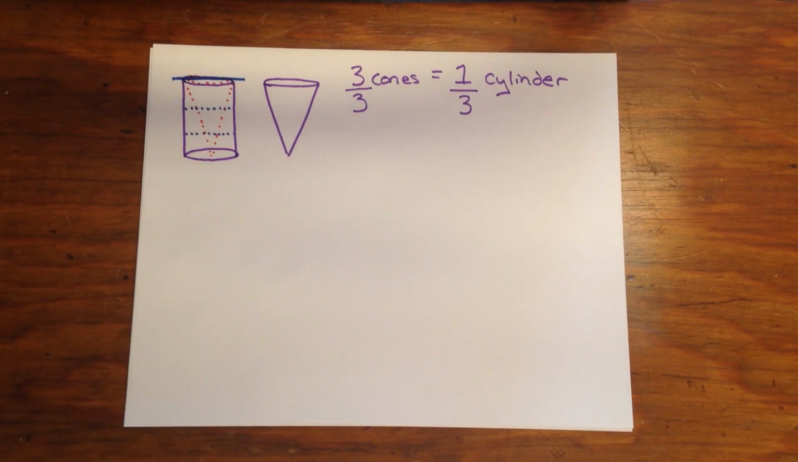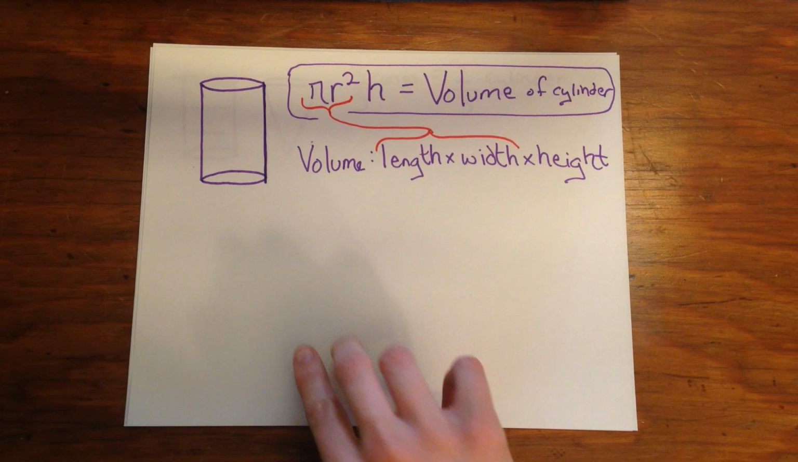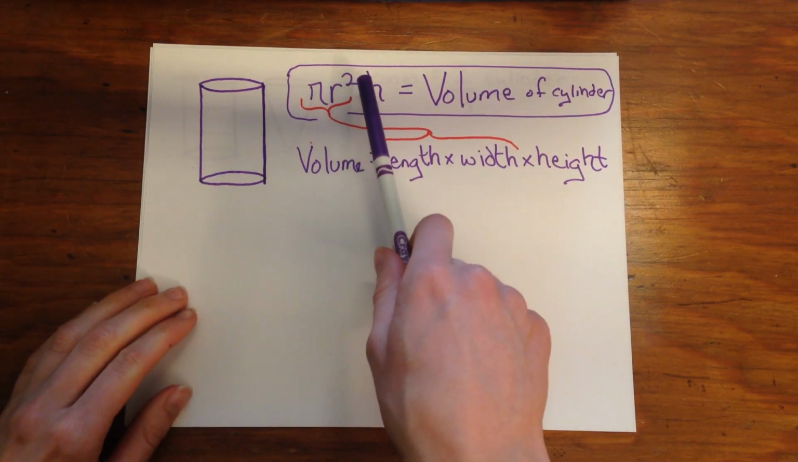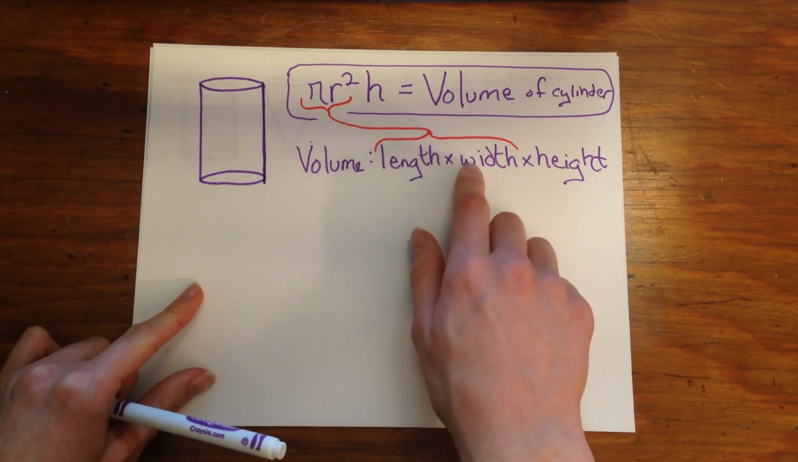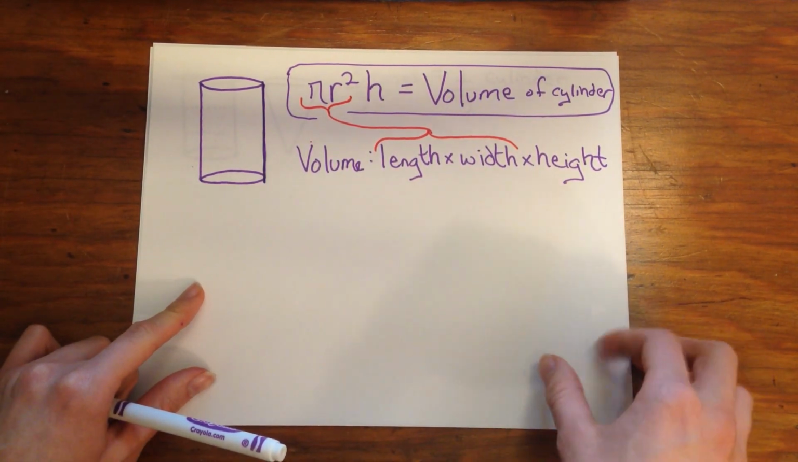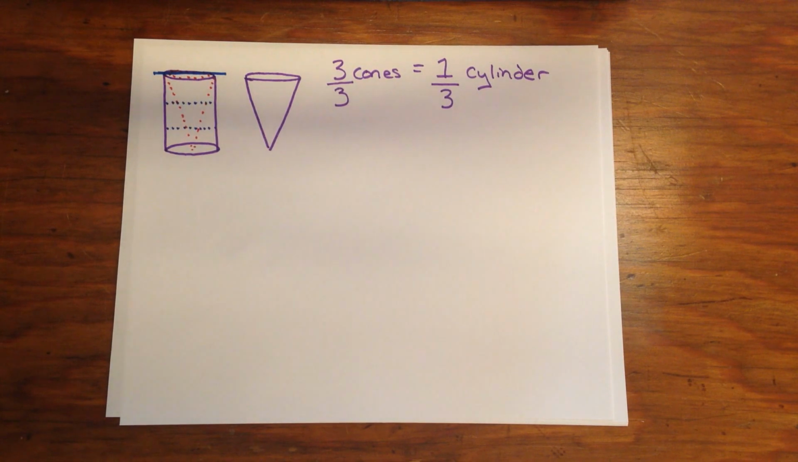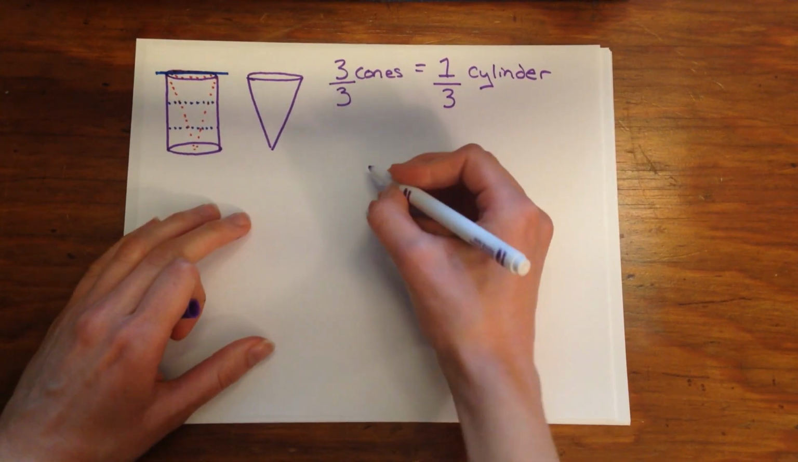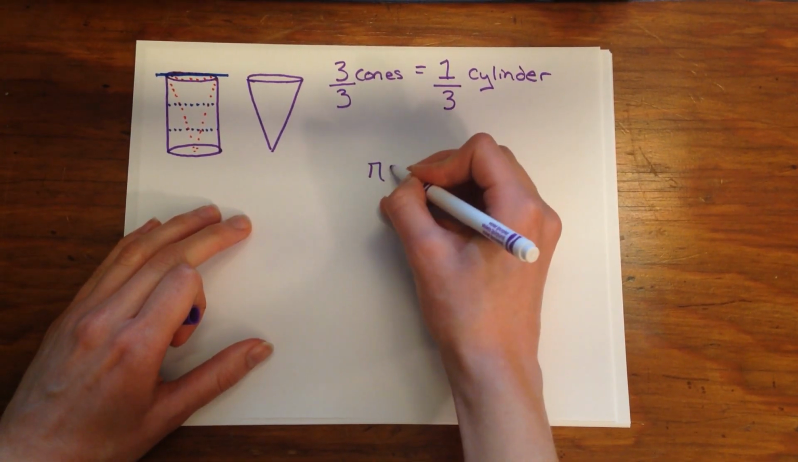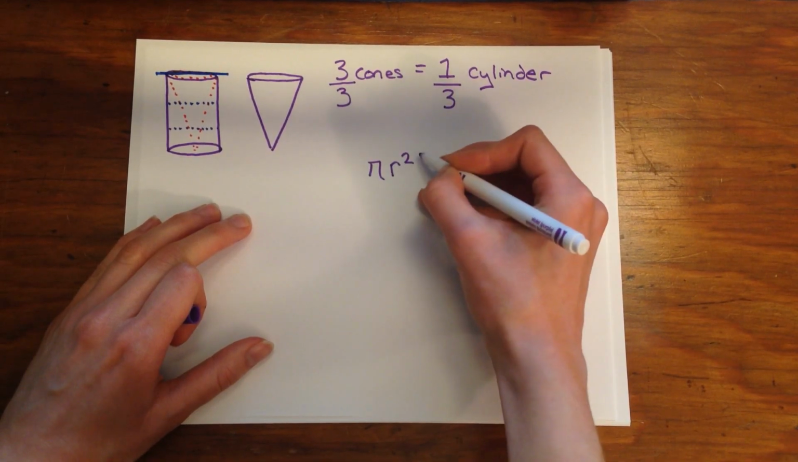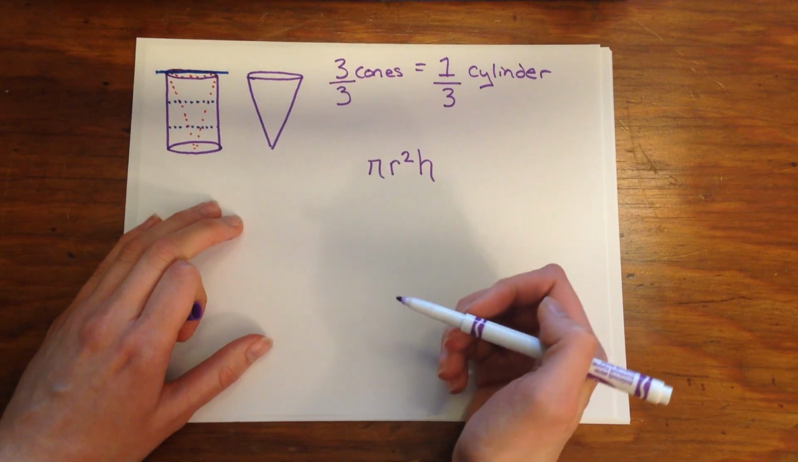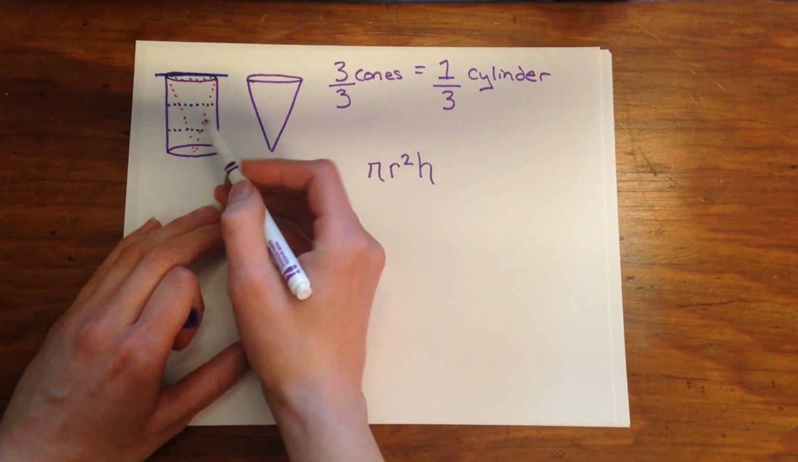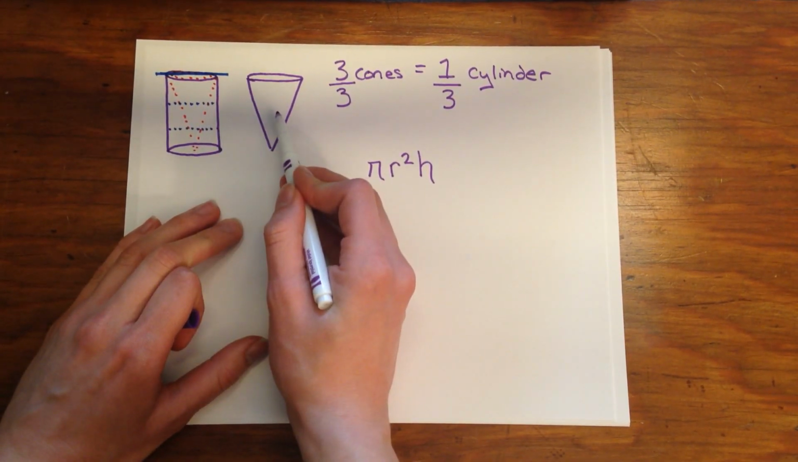We remember in our last video that we saw the volume of a cylinder is going to be pi r squared times h, because it goes back to our volume equation of length times width times height equaling volume. So if we take that and we say pi r squared times height is going to equal the volume of this cylinder, but we know that we don't want to find the volume of this cylinder, we want to find the volume of this cone.